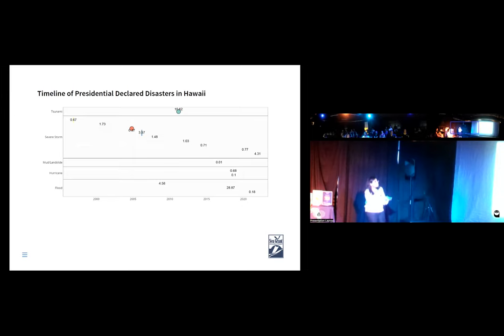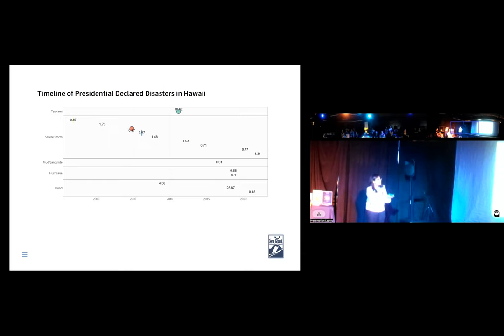So this is just to give you an overview of the timeline of presidentially declared disasters. I think I forgot to mention, but during our study period, we have 16 different presidentially declared disasters. And out of the 16, we have about 10 severe storms, 3 floods, 2 hurricanes, 1 tsunami, and 1 landslide.